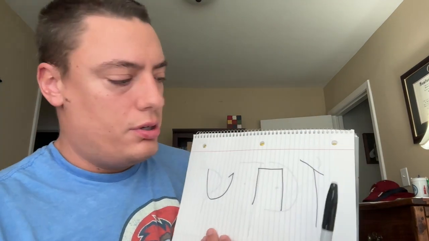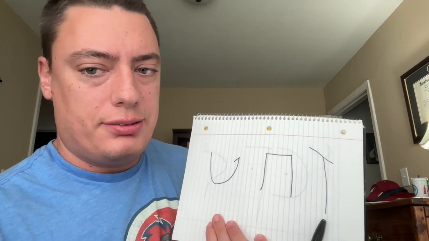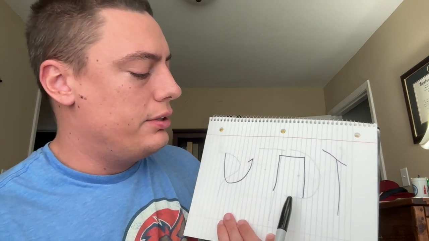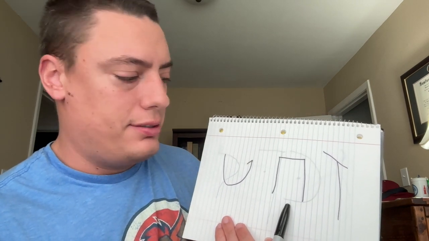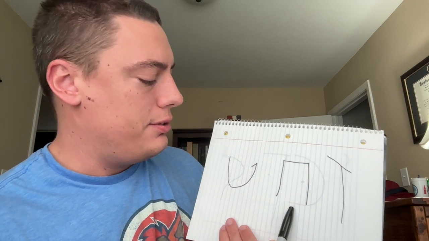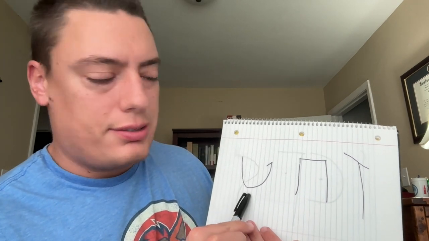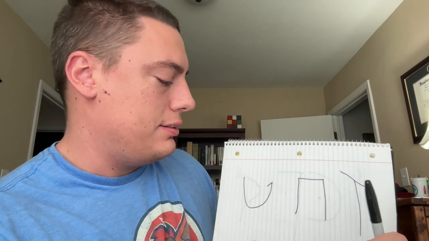Hey, that's just an H. Vav, that is a V. Here we have Zion, which is a Z. This is Chet, which is that ch sound. Tet, which is a very clean T.